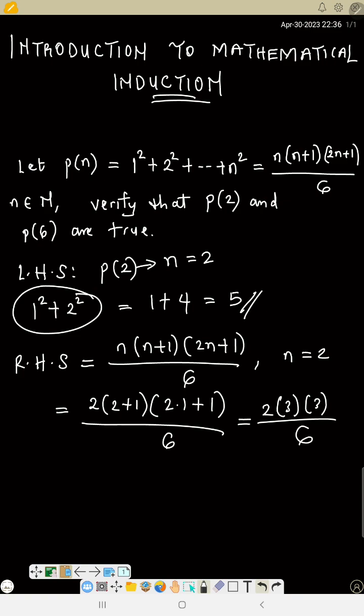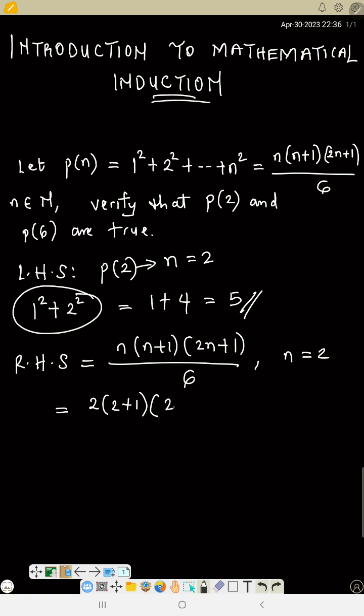Oh, sorry, I put it wrong when I wanted to substitute. This should be 2 times (2 plus 1) times (2 times 2 plus 1) divided by 6. Remember, n is 2. So this becomes 2 times 3, and 2 times 2 is 4 plus 1 is 5, divided by 6. So 2 times 3 is 6, it will cancel out this 6. So it remains 5.